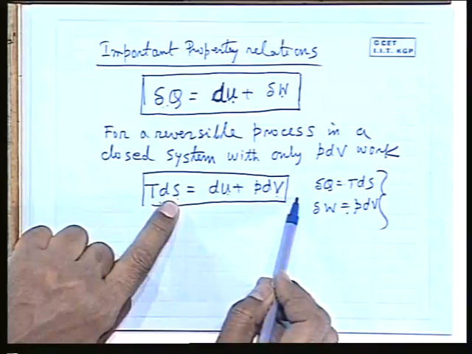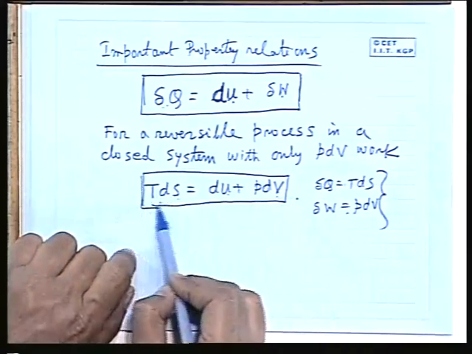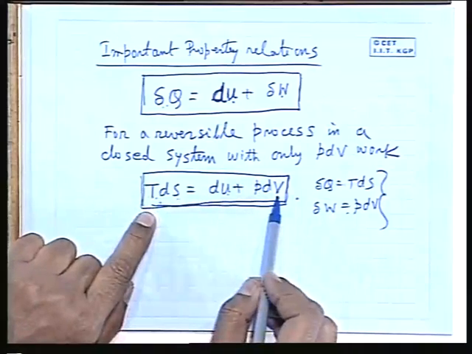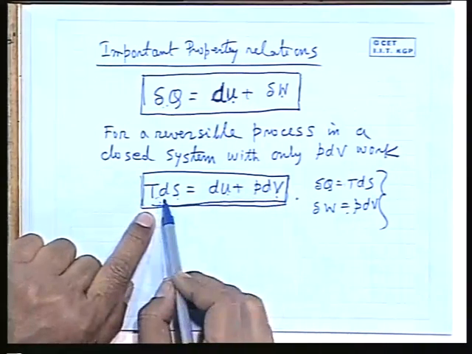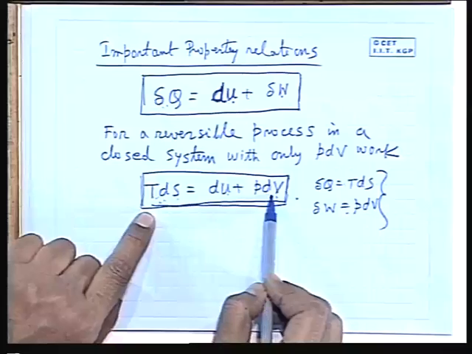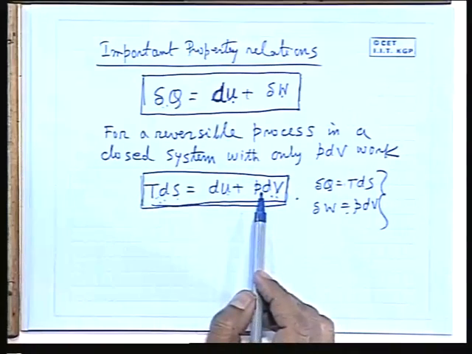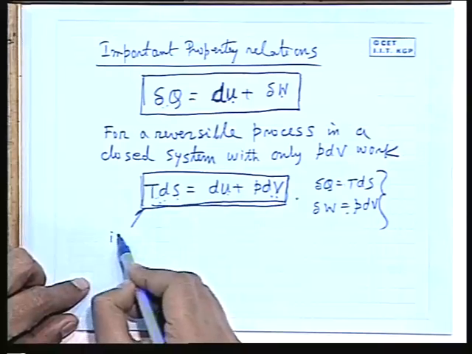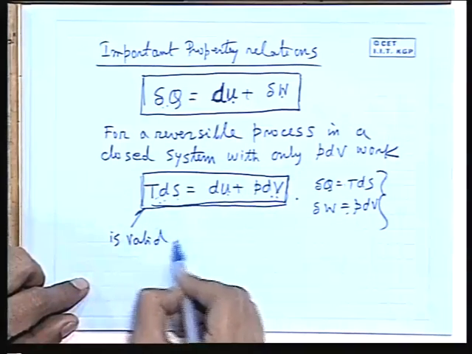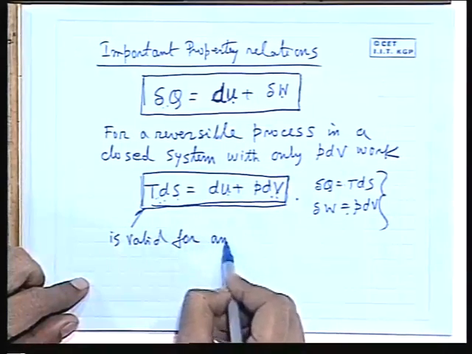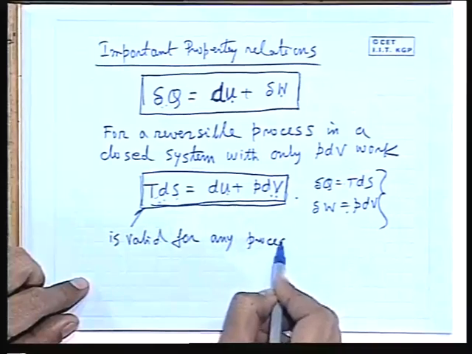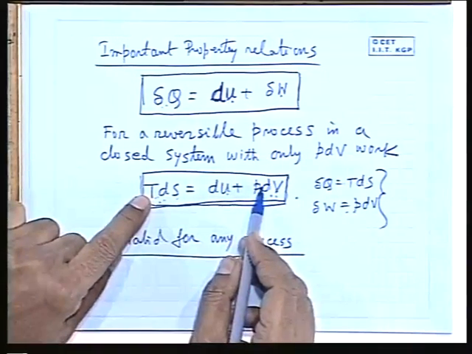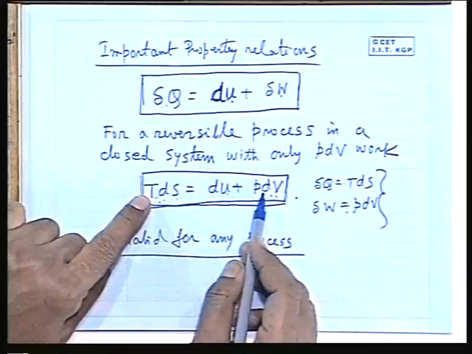State variables. So this relationship is now treated as a property relation, or we can treat these equations as the important property relation equations for any process. That means this equation is valid for any process. Why? Because this equates only the properties. That means the change of state variables, nothing else.